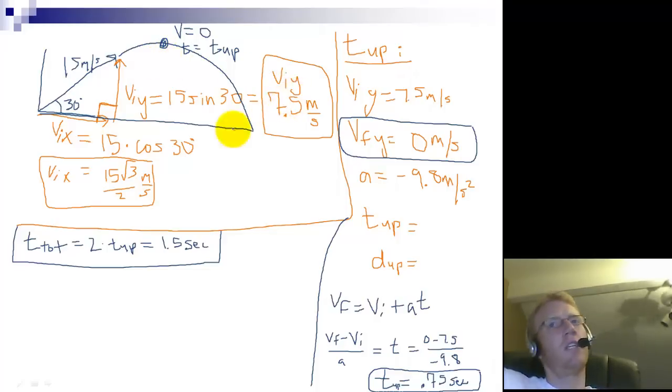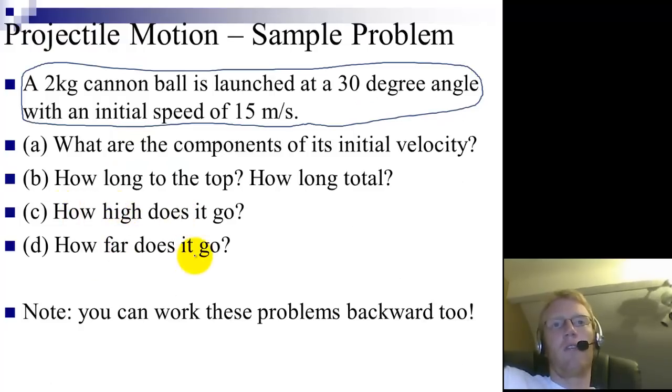So now we've got the initial and final velocity in the 2 components. We've also got the time it takes to get up to the top, and the total time. So we're almost done. How high does it go and how far does it go? Obviously how high it goes is the vertical direction, and how far it goes is the horizontal.